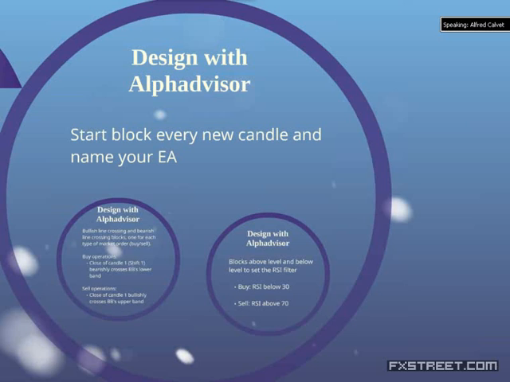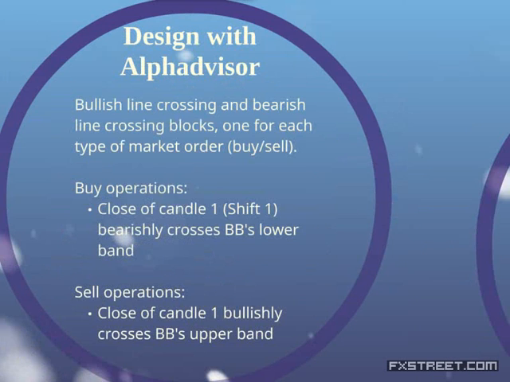I'll start with a start block that's called every new candle, and there I will name the EA. After that, I'll use a bullish line crossing block and a bearish line crossing block for sell and for buy operations respectively. We will configure the bearish line crossing for buy operations at the crossing of the close, that's important, at the close of candle 1 with Bollinger Bands lower band.